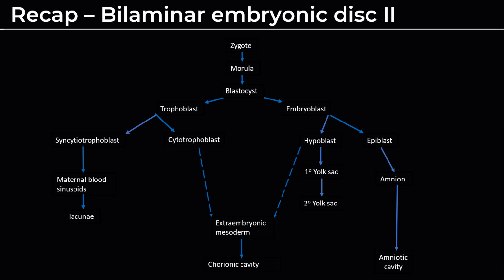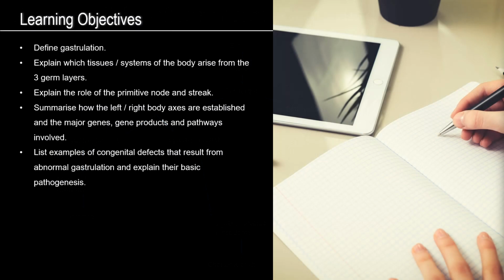Now we have recapped where we have been, let's go and have a look at the learning objectives for this video. After this video and any necessary further study, you should be able to define gastrulation. Explain which tissues and systems of the body arise from the 3 germ layers.